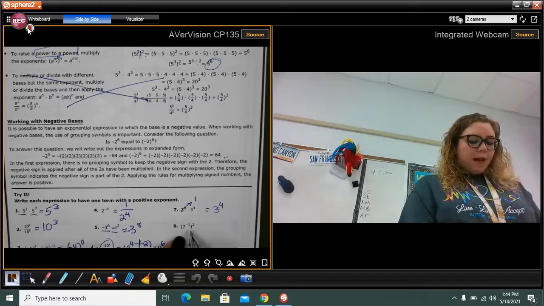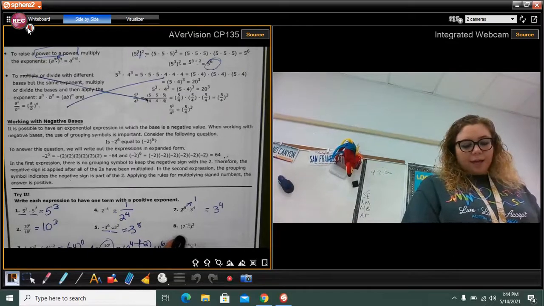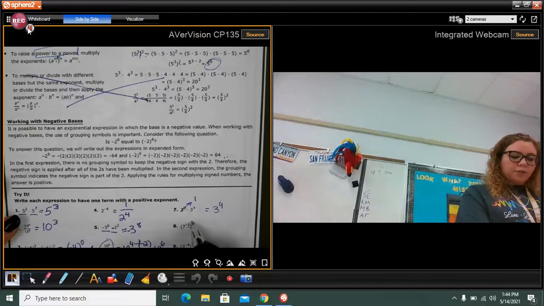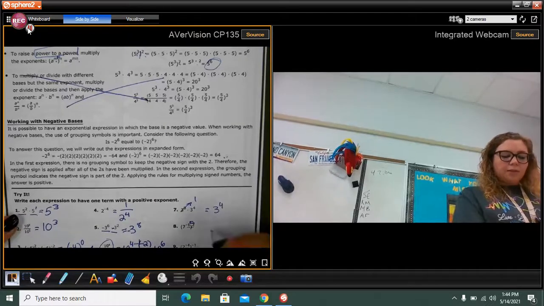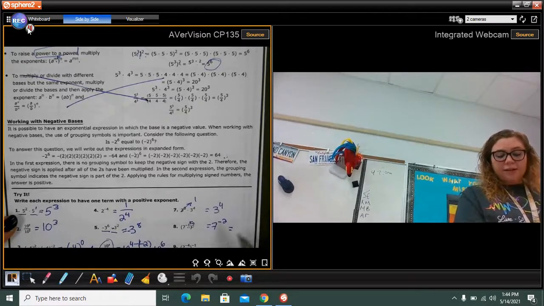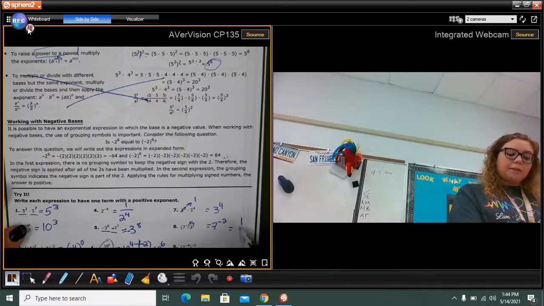Okay. This one I have a power to a power, aka look at the parentheses. Anytime you see the parentheses, you have to distribute this 2 in. So 2 times negative 1 is going to give me 7 to the negative 2. I don't like negative exponents, so I need to do the reciprocal, so I bring it down.